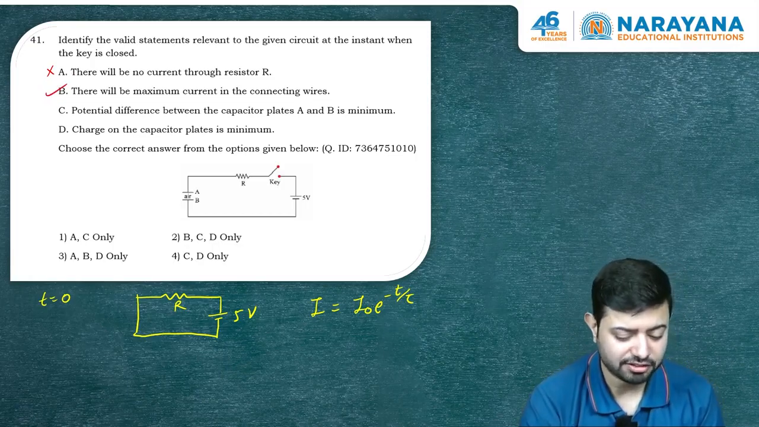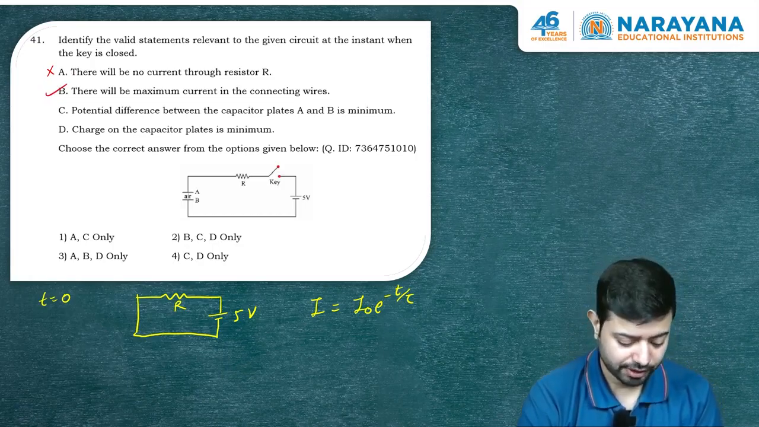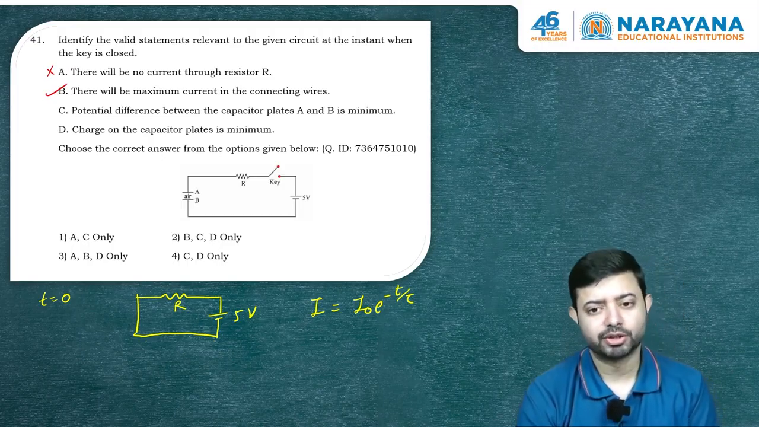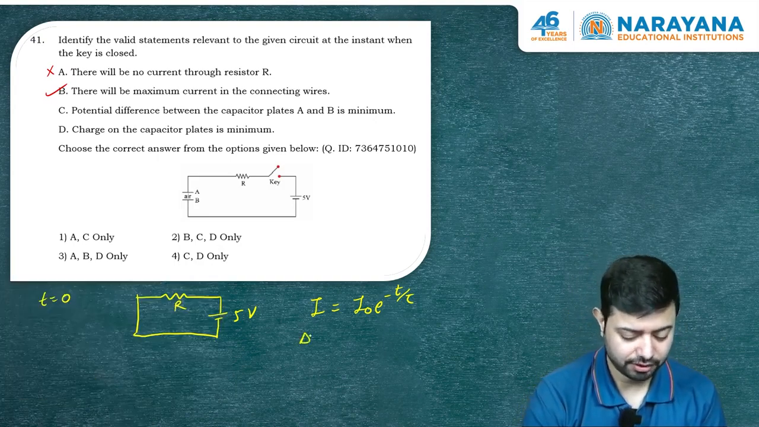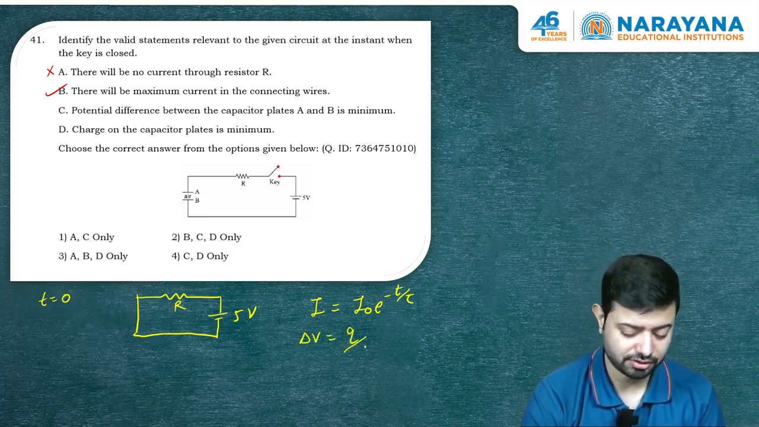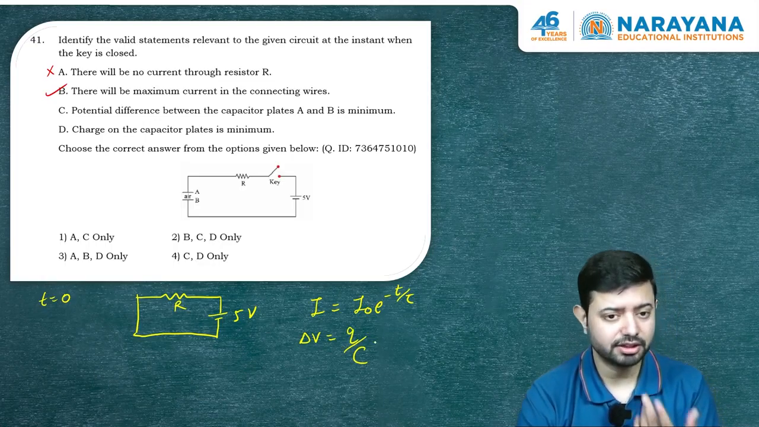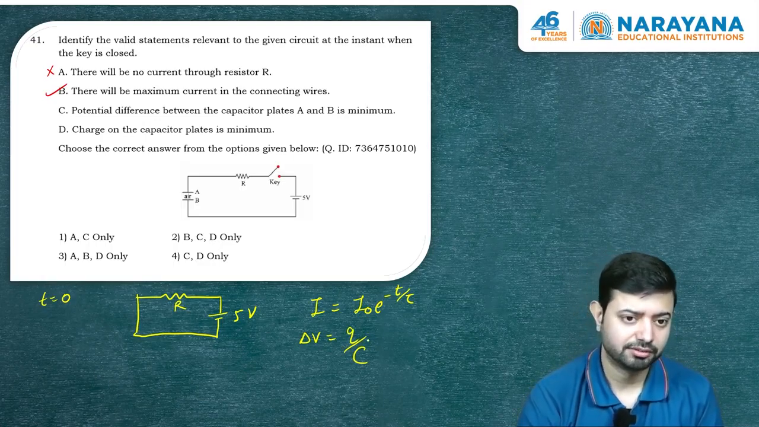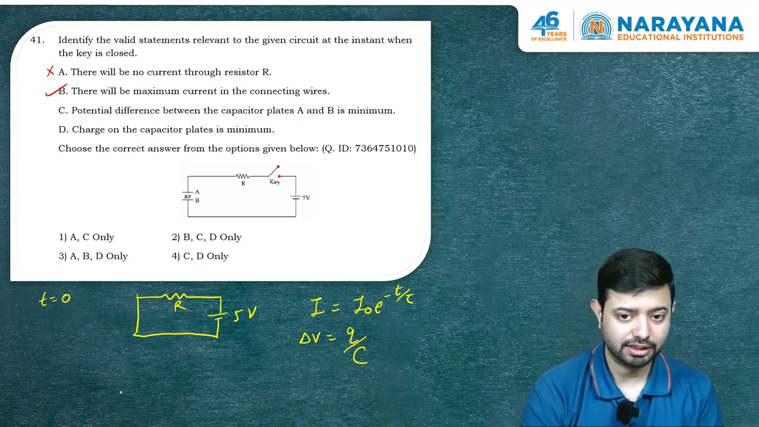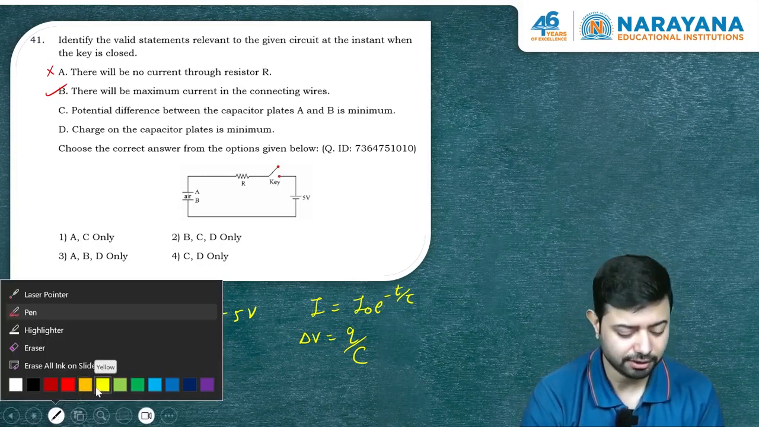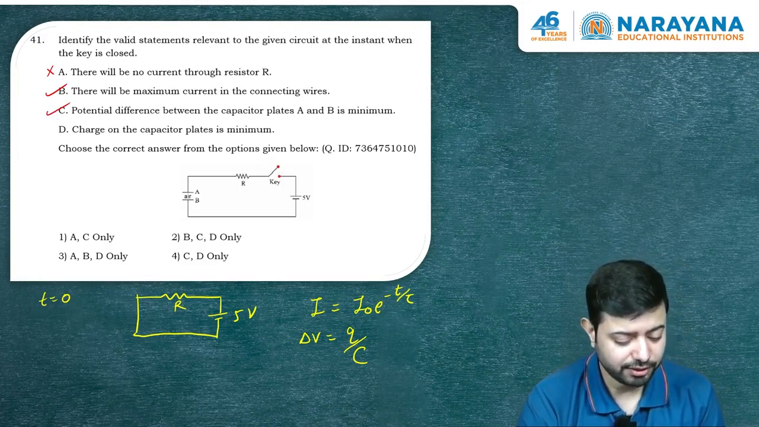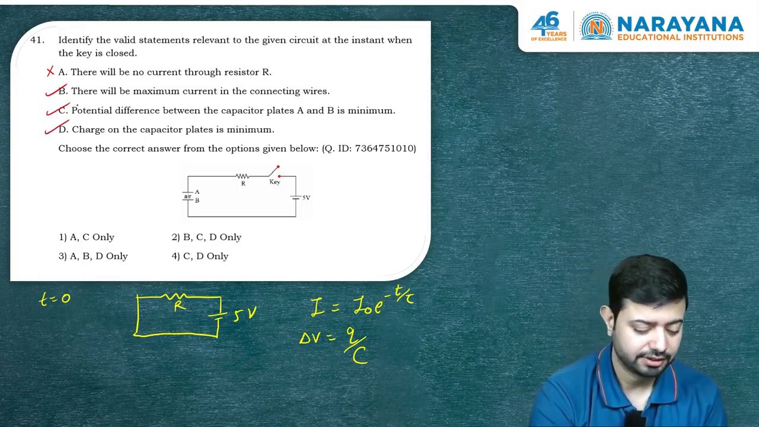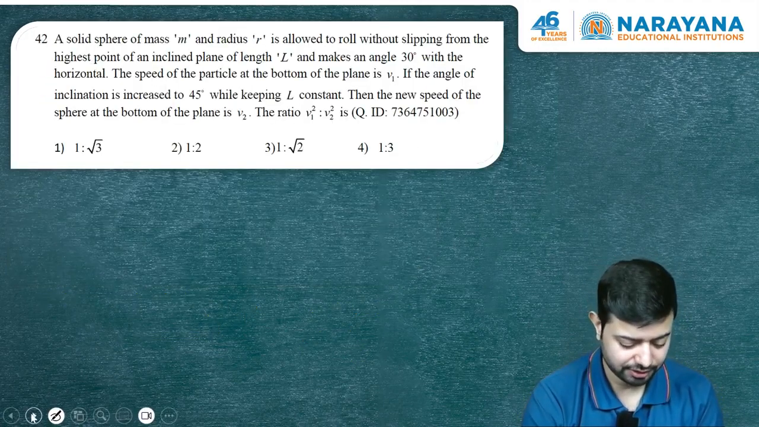Potential difference between the capacitor plates A and B is minimum. Well, how do you write down potential difference first of all? That is a very easy formula. Delta V across the capacitor is the charge on the capacitor divided by capacitance. Initially at t equal to 0, there is no charge. So, what is delta V? It is 0. So, it is minimum, yes, because slowly charge will build up on it, right. So, this option is also correct. Charge on the capacitor plates is minimum, that is also correct. Choose the correct answer, it is going to be B, C, D only. I hope it is clear. Let us move to the next one.